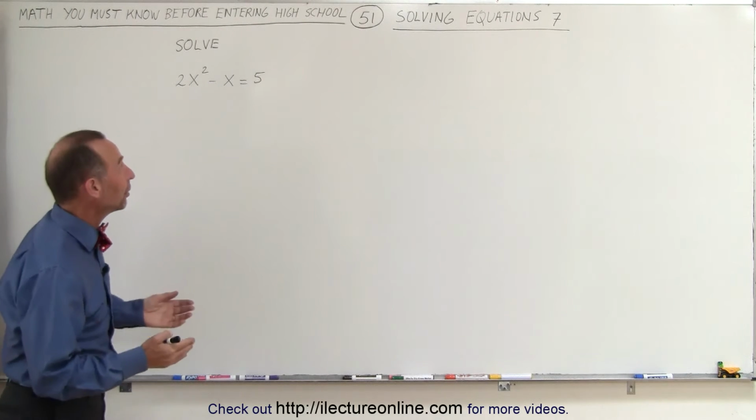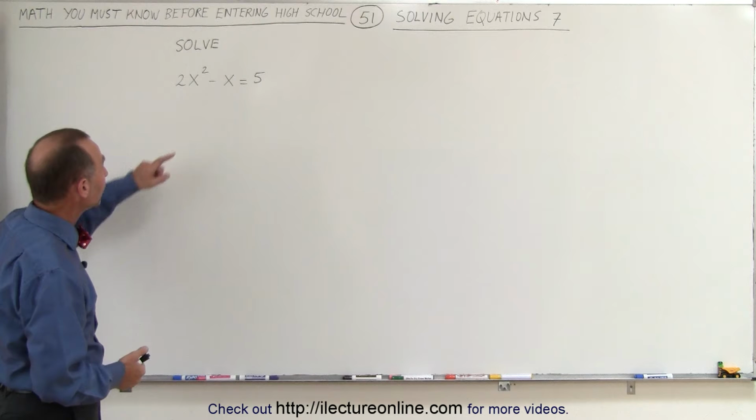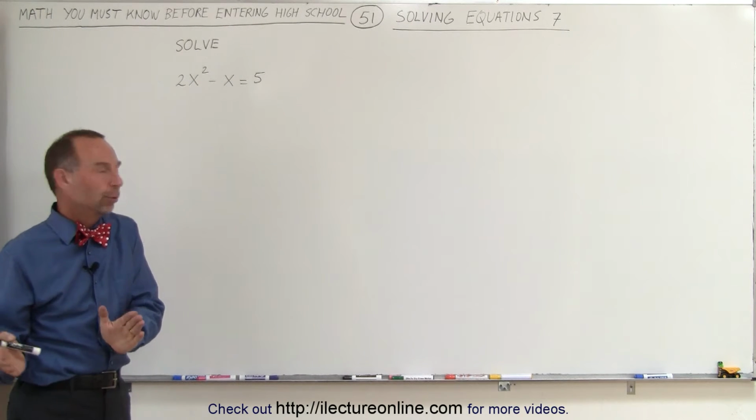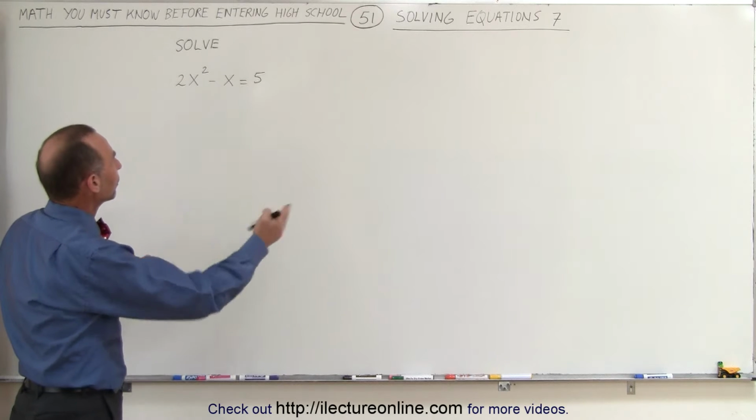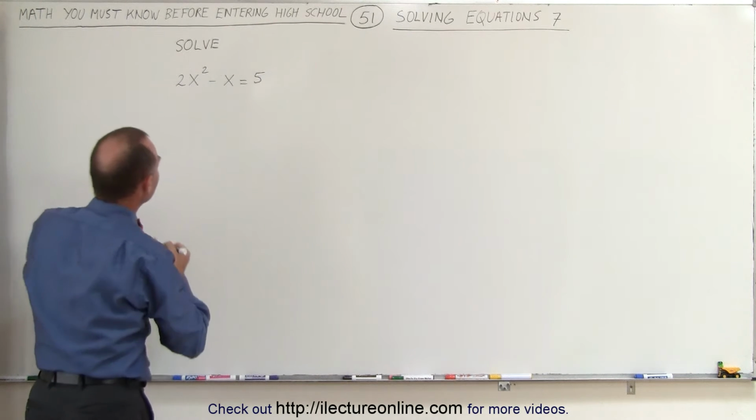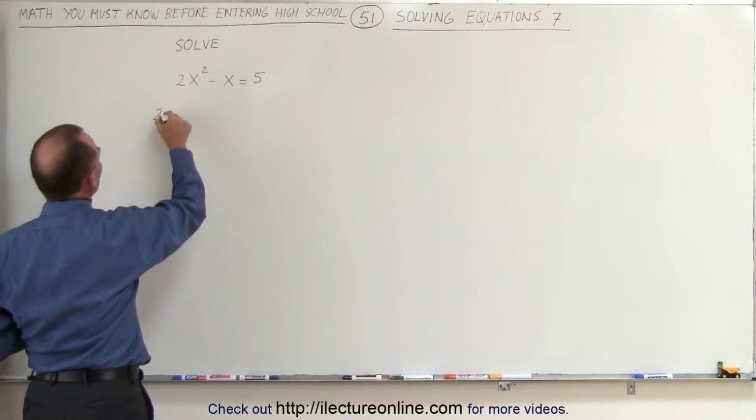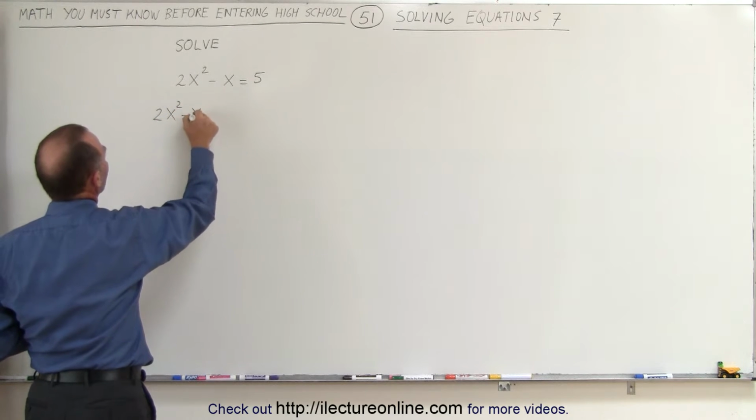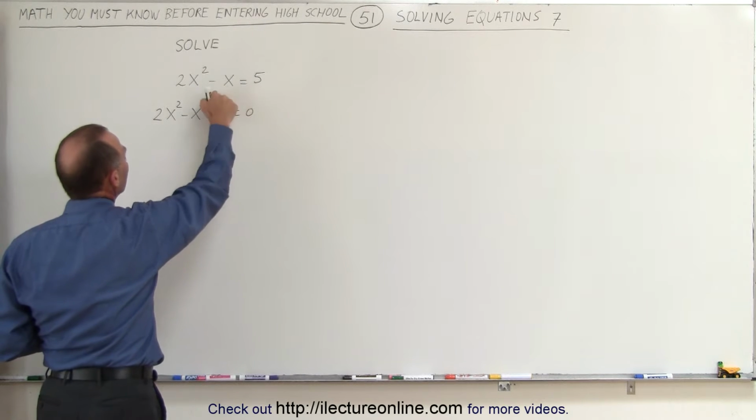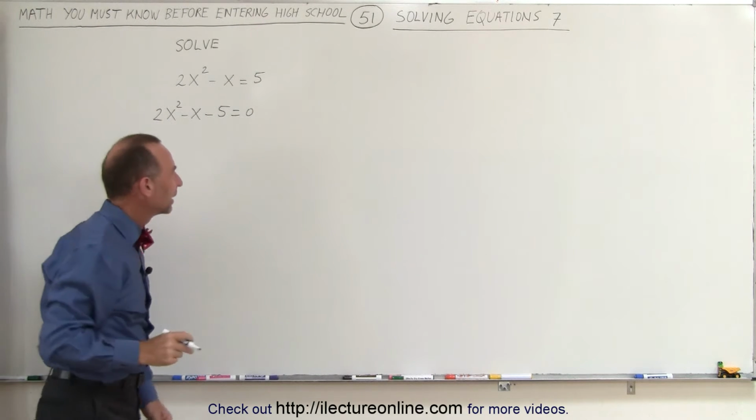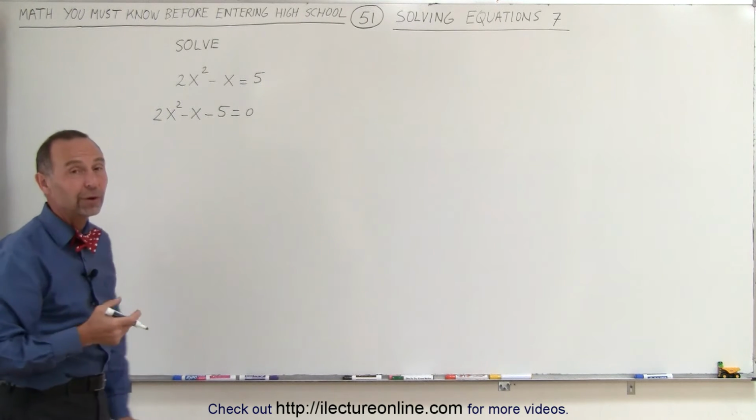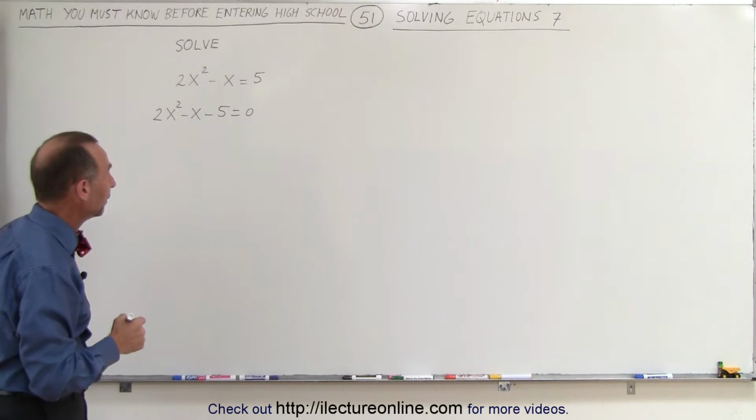Here's our next example of how to solve an equation. Again, notice that this is a quadratic equation, which means we want to move all the terms over to one side and set it equal to 0, which means we're going to move the 5 to the other side of the equation and write it as follows: 2x squared minus x minus 5 equals 0. Remember that when you cross the equal sign, the sign changes. Now that doesn't look like something we can factor, which means we're going to have to use the quadratic formula.